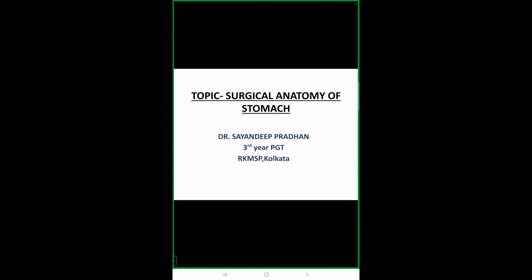Good morning, everyone. Today's topic is surgical anatomy of stomach. Introduction. Stomach is a dilated J-shaped hollow portion of alimentary system in continuation with esophagus superiorly and duodenum inferiorly. The parts of stomach are cardia, fundus, body, pyloric part, divided into pyloric antrum and pylorus. There are two orifices present: cardiac orifice guarded by lower esophageal sphincter and pyloric orifice guarded by pyloric sphincter.